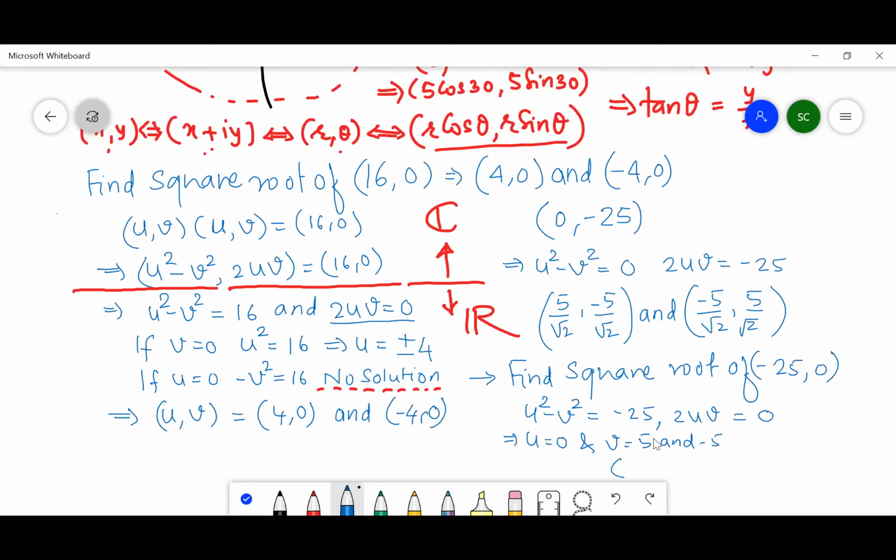Therefore square roots will be 0 comma 5, which is 0 plus 5i, and 0 comma minus 5, which is 0 minus 5i. So 5i and minus 5i are the square roots of minus 25.